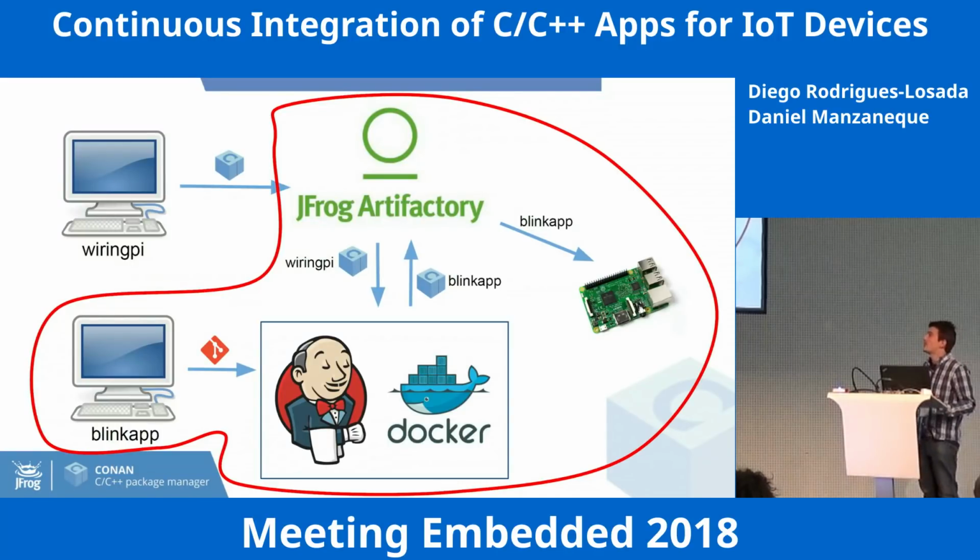So this is the part that we are going to demo now. We are going to build our Blink application. Well, we are going to let Jenkins do it. So we are going to make a change in our Blink app that is already running in the Raspberry Pi. Then we will let Jenkins look for our changes and call Conan and, of course, get the WiringPi package from the Artifactory remote, build our application, and then upload it again to our Artifactory remote so the Raspberry Pi can update itself.